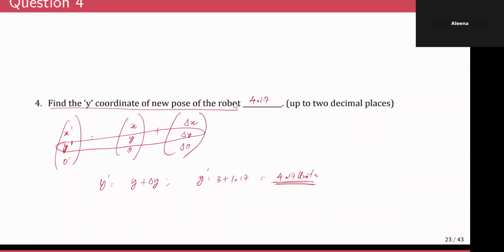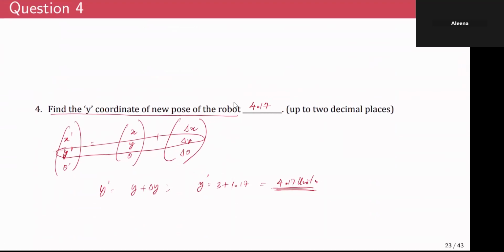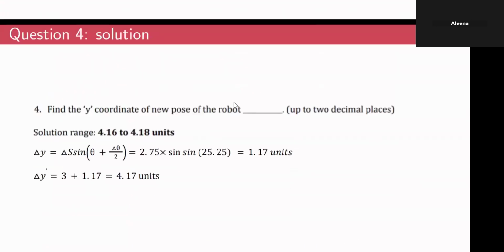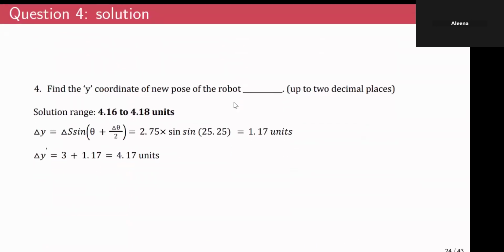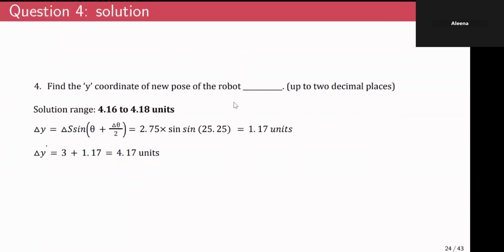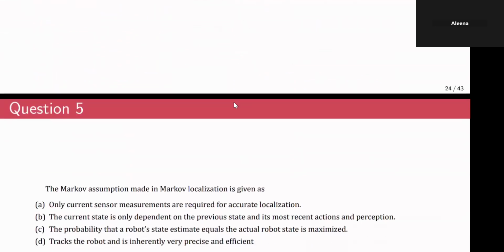So our answer is 4.17. This is a fill in the blank sort of a question without multiple choices, right? So yeah, that's 4 numerical questions from kinematics. So that's about our answer. Anywhere between 4.16 and 4.18, if you give an answer in this range, you would get the correct marks.